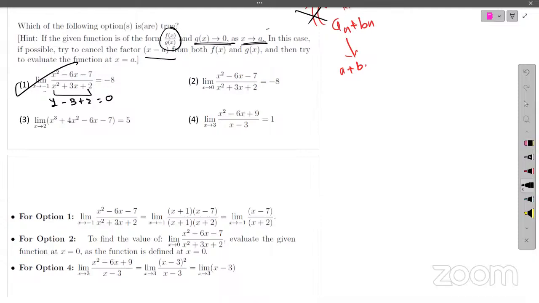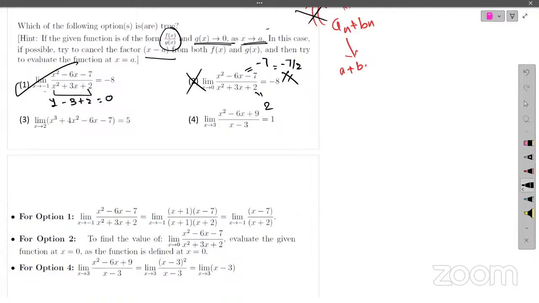Okay. So if you substitute x equal to 0, what do we get? In the numerator we get minus 7, and in the denominator we get 2. So the limit is minus 7 by 2, which is not equal to minus 8. So that's why this option is not correct.